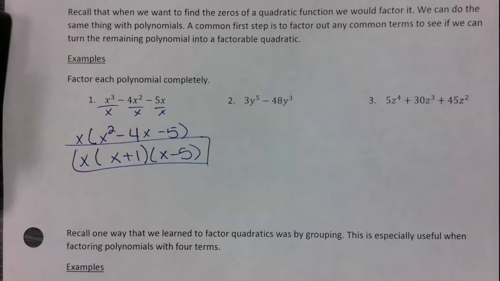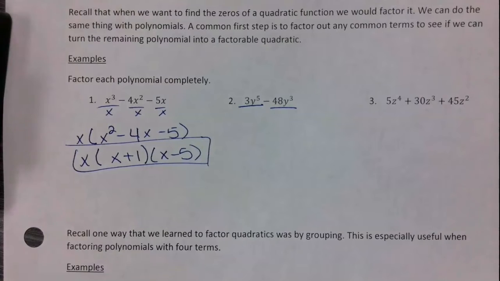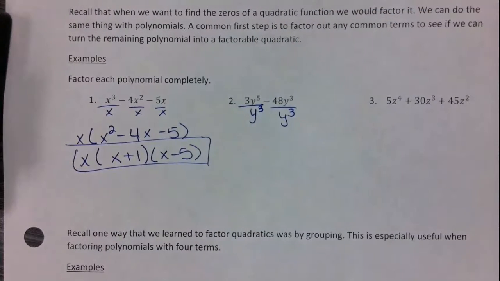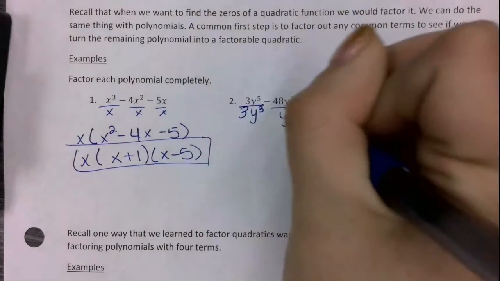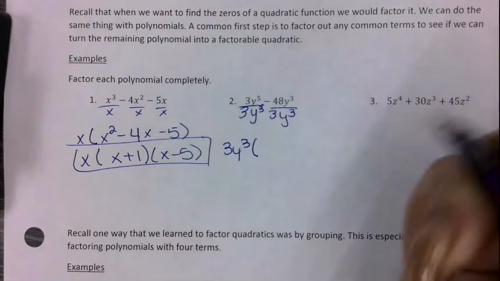Okay. So what can I take out of number 2? 3. Anything else that I can take out? What number? 3 divides both 3 and 48. So I'm going to write the 3y cubed out front.